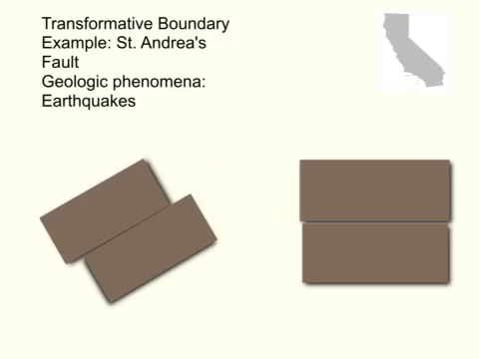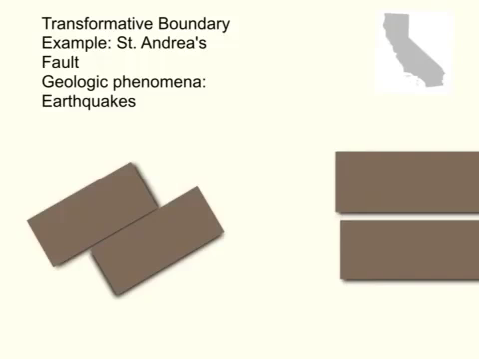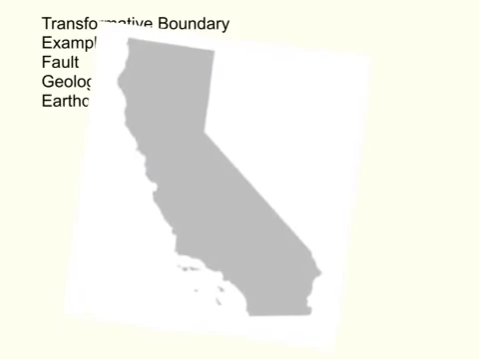In a transform boundary, two plates are either sliding past each other or going in the same direction. Earthquakes happen a lot at these places. In California, the San Andreas Fault is the Pacific Plate pushing towards the North American Plate. This is an example of a transform boundary.